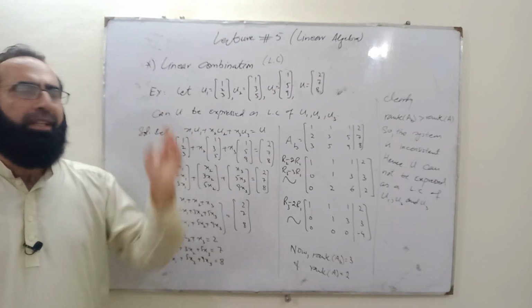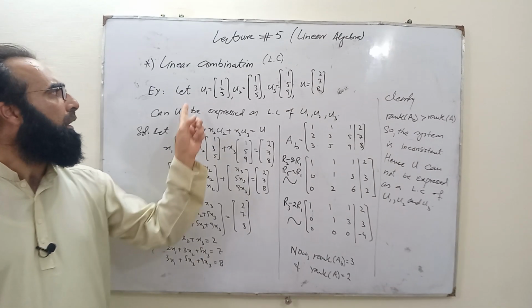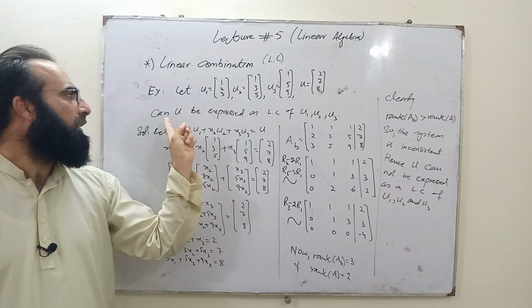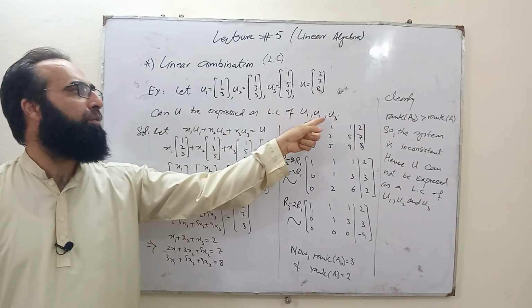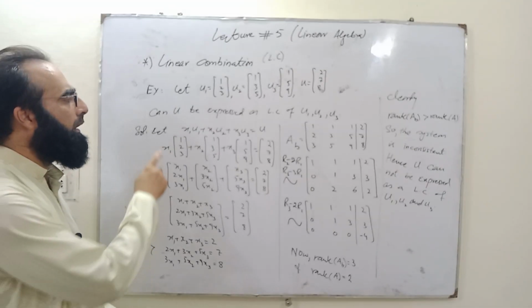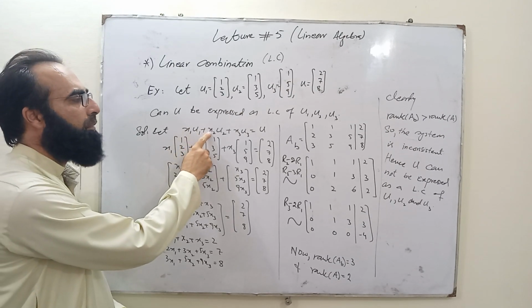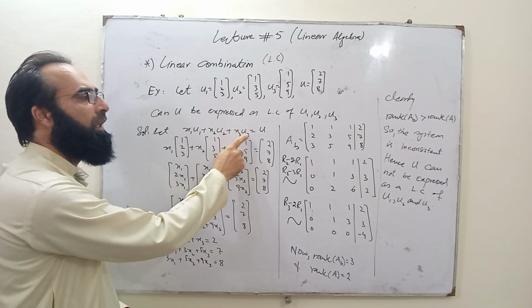This one is another example related to the linear combination topic. Here u1, u2, u3 and u vectors are given. The question is, can u be expressed as a linear combination of u1, u2 and u3? So just like the previous example, let us consider some scalar x1 times u1 plus some scalar x2 times u2 plus some scalar x3 times u3 equals u.